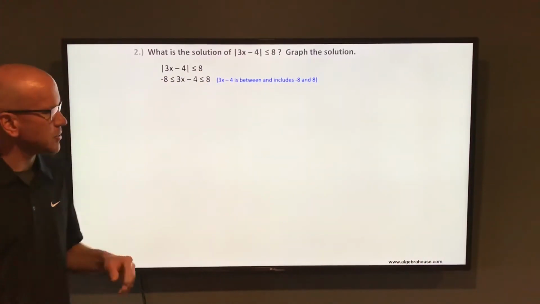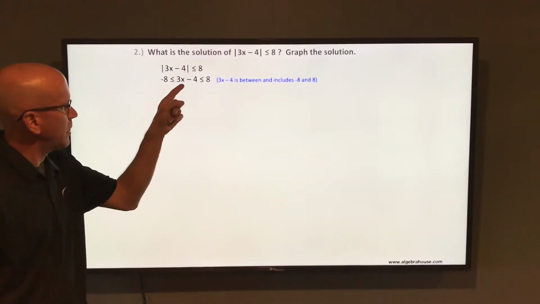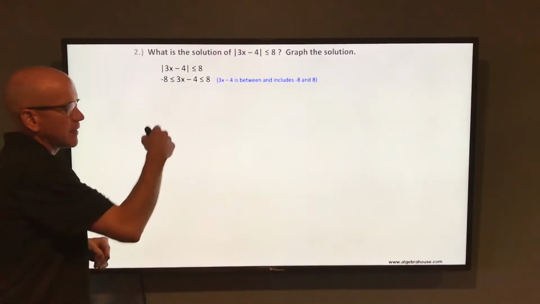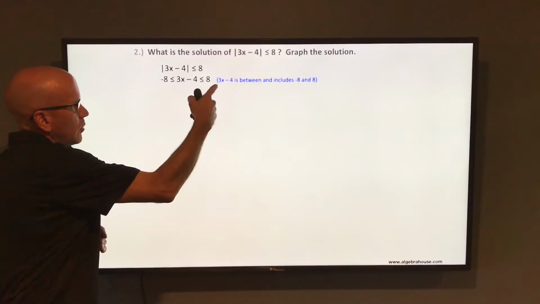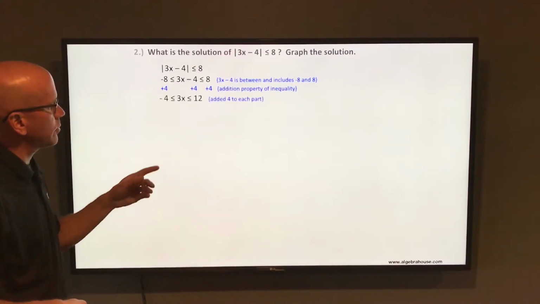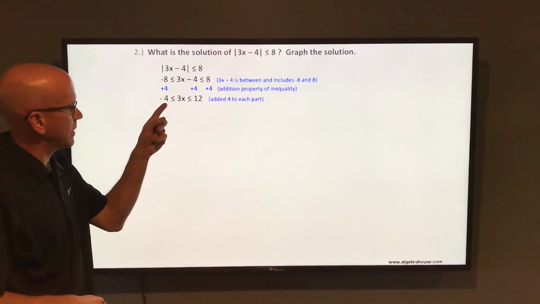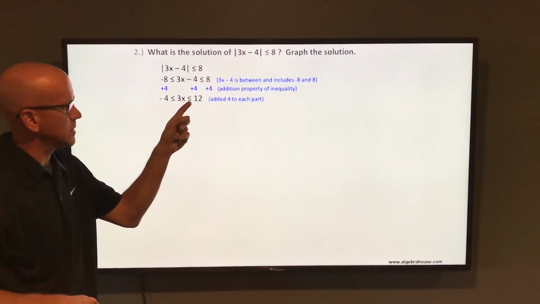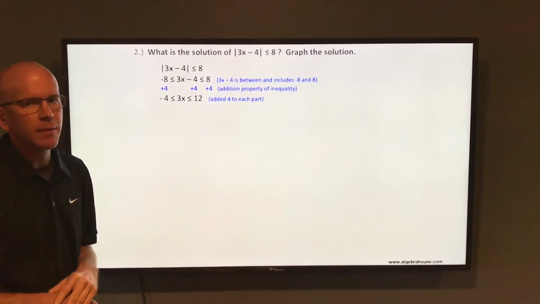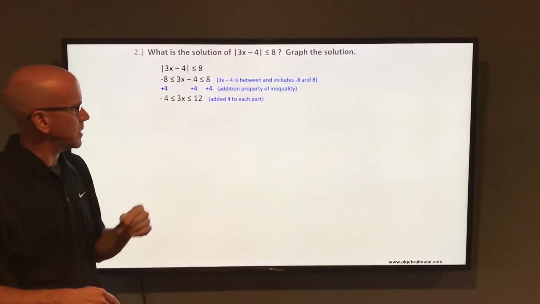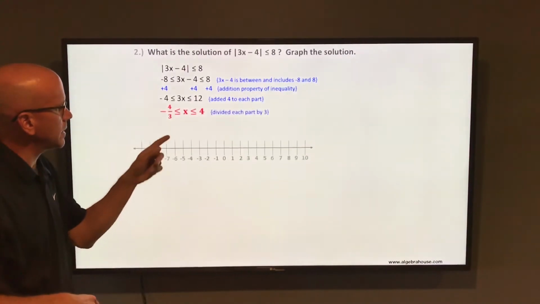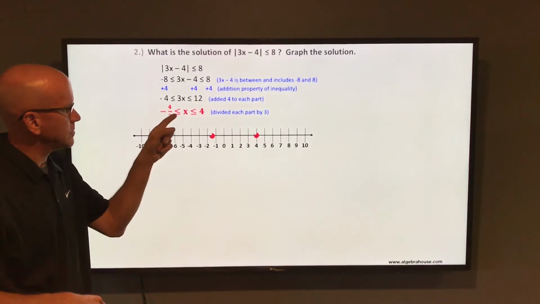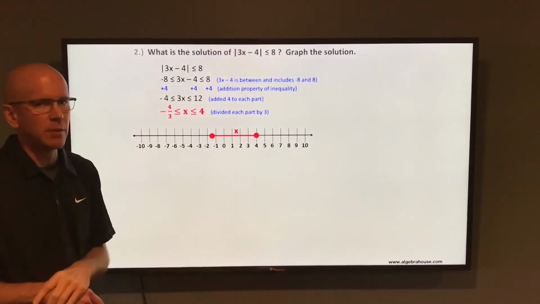And to solve this for x, you have three areas. You have a left, a middle, and a right. You want to get the x by itself, isolate the variable. To do that, you need to add 4 to the left, the middle, and the right. So if you add 4 to the left, the middle, and the right, we end up with negative 4 is less than or equal to 3x, which is less than or equal to 12. To continue getting the x by itself, divide the left, the middle, and the right all by 3. And you get negative 4/3 is less than or equal to x, which is less than or equal to 4.